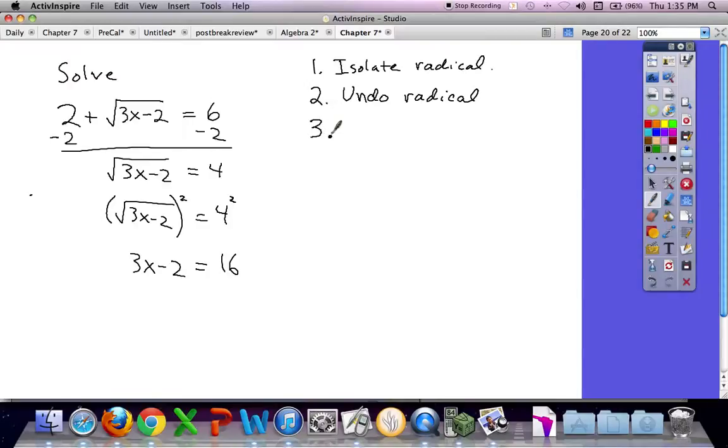Which leads us to step 3. Solve the equation that you're left with. Now, it could be different kinds of equations here, but in this case, we've got a linear equation. We can solve this with basic algebra. Add 2, 3x equals 18, divide by 3, x equals 6.